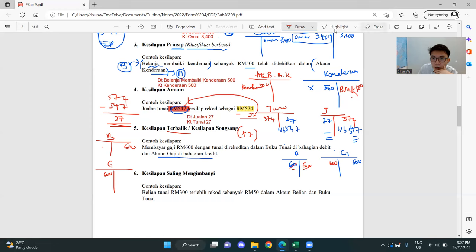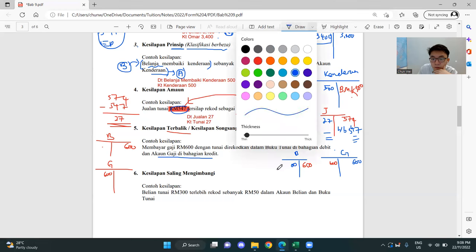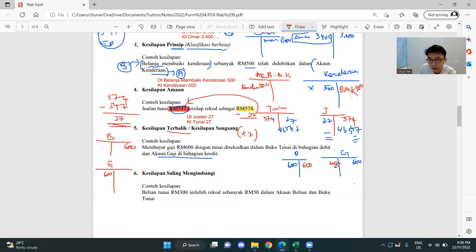So cannot. That's why, after you reverse this out, after I credit 600, now I need to have another figure. We should debit gaji ma, so we should have 600 left in the gaji. So I have to debit another 600. And then for your bank, same thing, 600. So now, 600, 600, this one we can net off, we can potong. We still have 600 on the credit side of the bank, and then 600 on the debit side of the gaji.